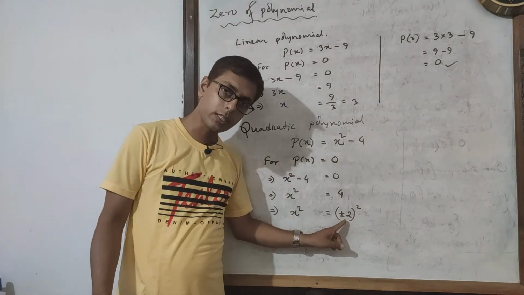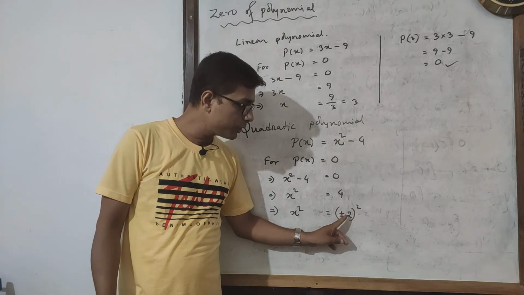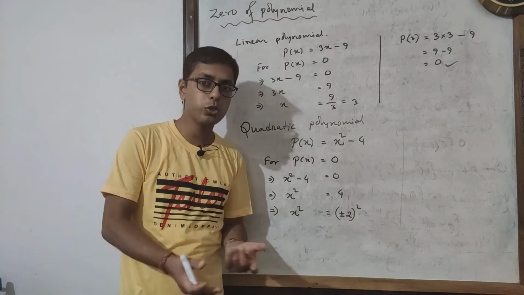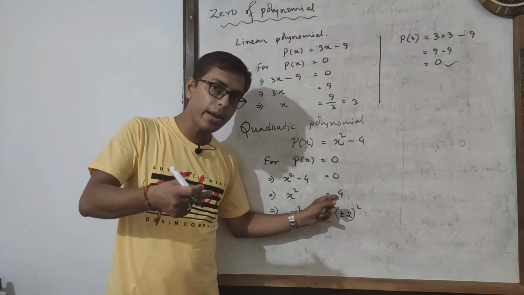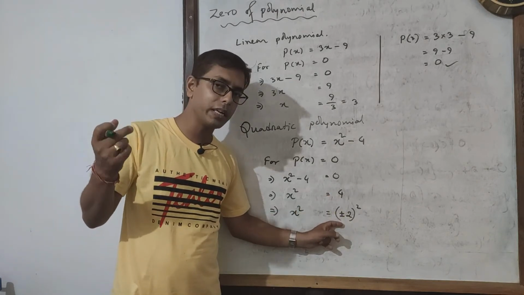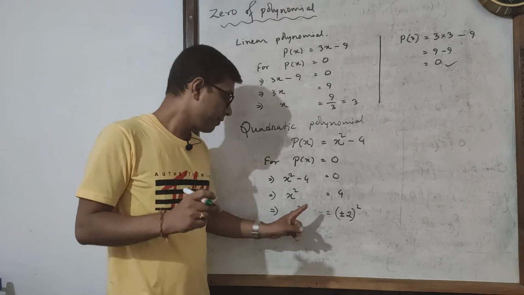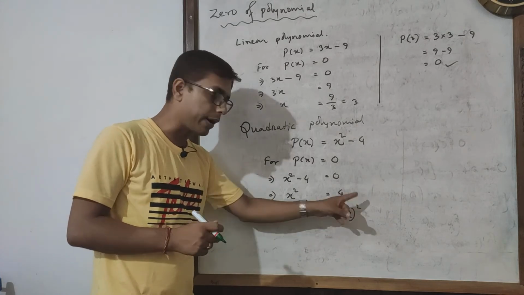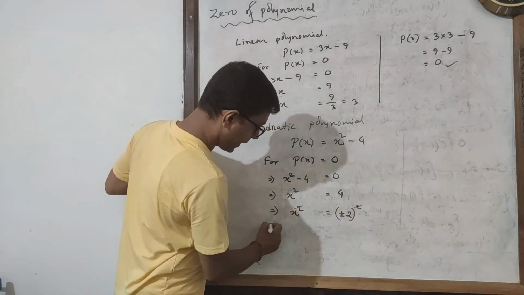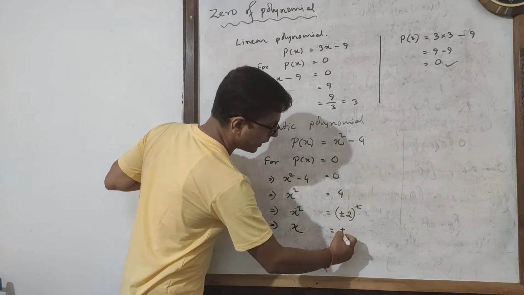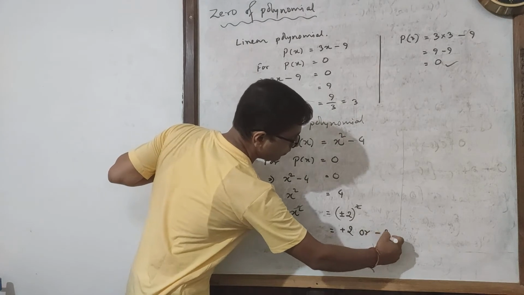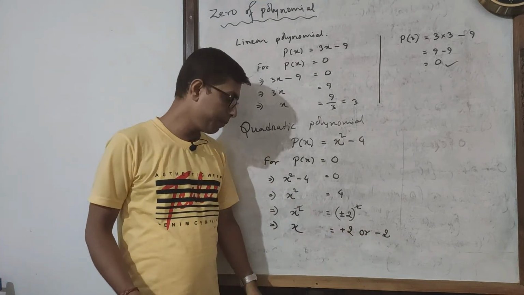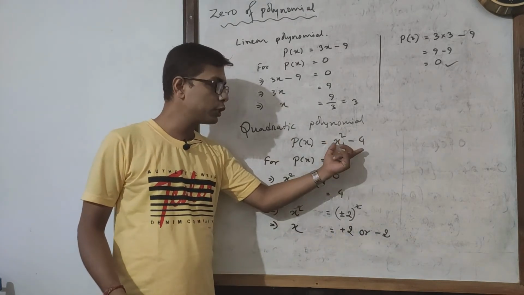Now x square will be equal to plus or minus 2 whole square. Why am I writing plus or minus 2 whole square? If you consider positive 2 square, you will get 4. If you take minus 2 whole square, then also it will be 4. So 4 can be obtained by squaring either positive 2 or negative 2. Therefore, cancelling the squares on both sides, x is either plus 2 or minus 2. That means x has two values for which the value of this polynomial would become 0.